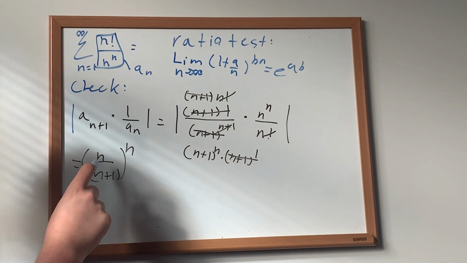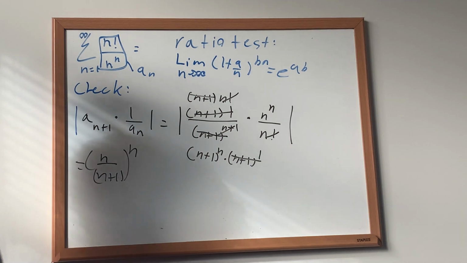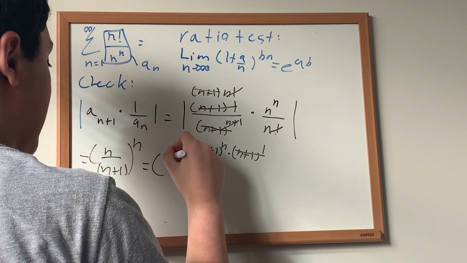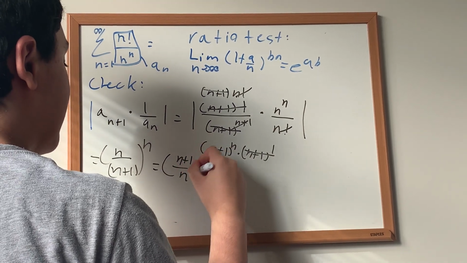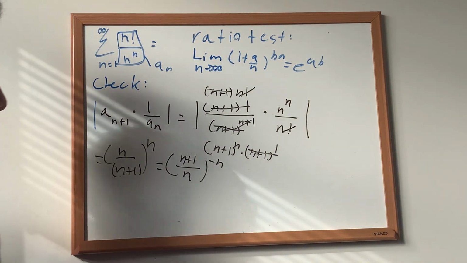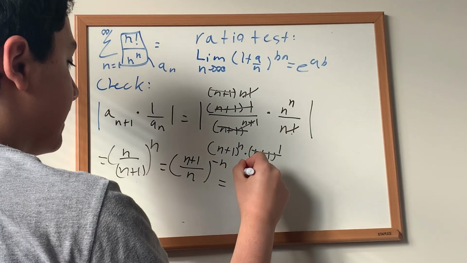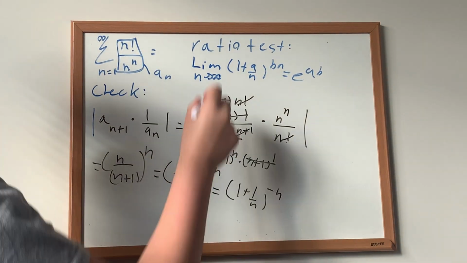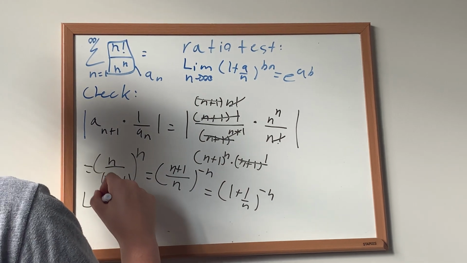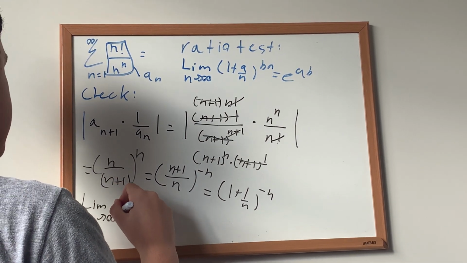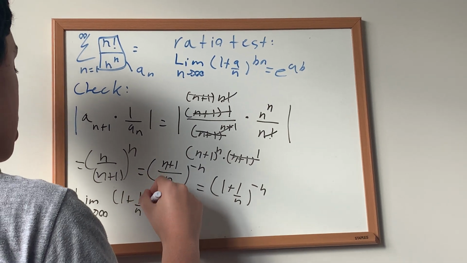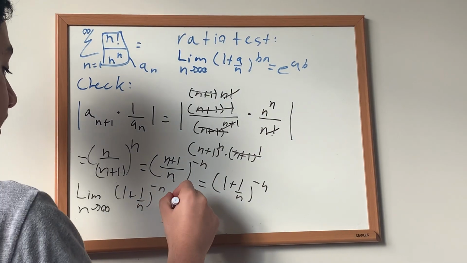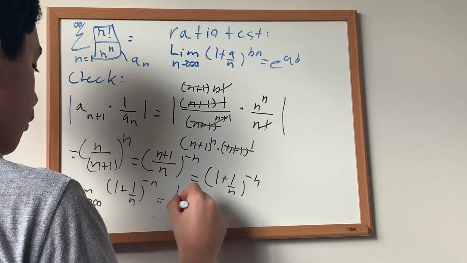So now how can we write this in this form? It's very easy. We can make the reciprocal of this. So we can write this as n plus 1 over n and then to the negative n power. And now you can see that we can split this fraction and write it as 1 plus 1 over n to the negative n power, and now we can see that this is clearly in this form. So now if we take the limit as n approaches infinity of 1 plus 1 over n to the negative n power, we can see that a is 1, b is negative 1, so the final answer is just e to the power of negative 1, which is 1 over e.